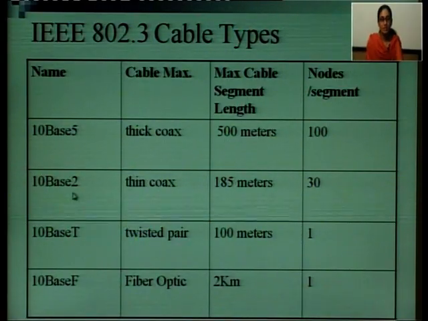Second is 10 base 2. 10 base 2 is also known as thin coaxial, with 185 meters maximum length, then 30 nodes. Third one is 10 base T, which is the twisted pair cable. The maximum length is approximately 100 meters, and in terms of nodes per segment the value is 1. Last is 10 base F, that is fiber optics. The maximum cable segment length can be approximately 2 kilometers, with a value of 1 for nodes per segment. So fiber optics is the most efficient and fastest cable, and it is also very expensive.